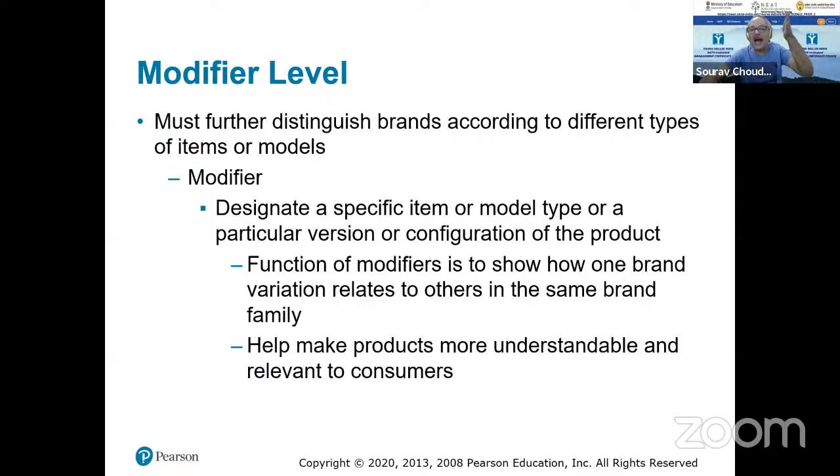So, coming to iPhone, iPhone is a brand. Then iPhone SE, iPhone 4, iPhone 5, iPhone 6, iPhone 7, iPhone 10X, 11, 13, they are different modifiers, right? They have modified the same brand, showing how one brand variation relates to another in the same brand family, to give different variations of the same brand. This helps make the product more understandable and relevant to consumers. Okay, got this?